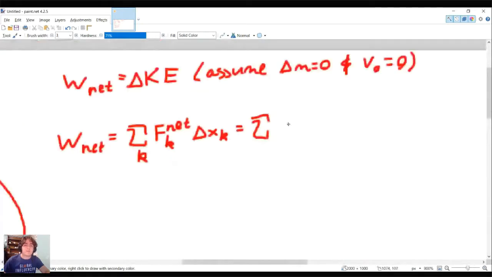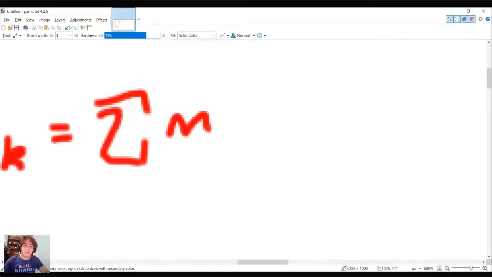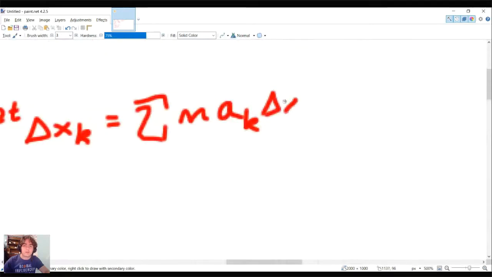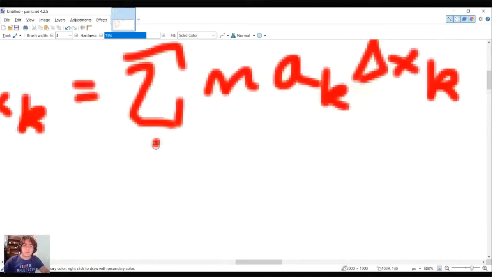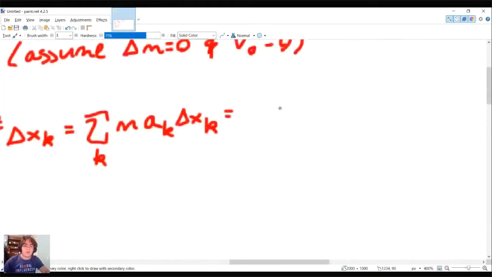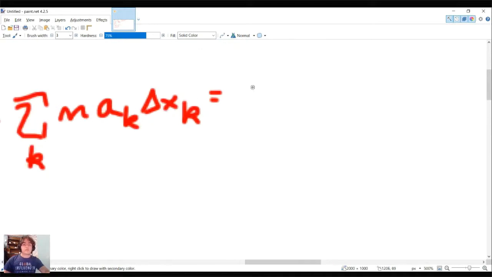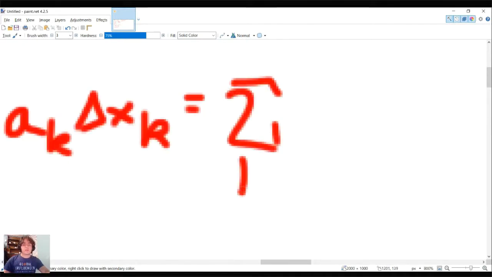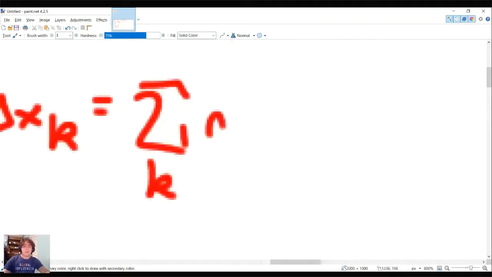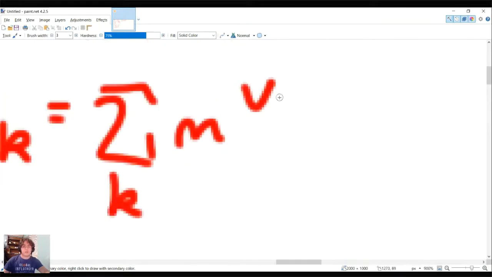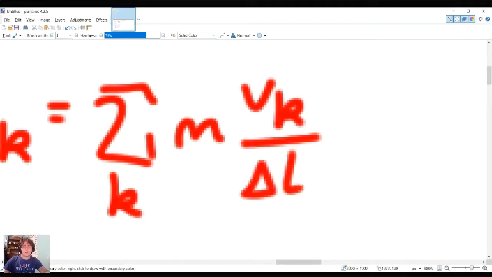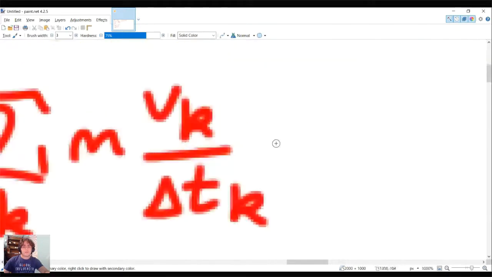And if m is constant, then we can just denote that as m. However, the acceleration won't be constant generally. So that'd be the sum over k of m a sub k delta x sub k. And we are going to substitute in an expression for a sub k. We have the initial speed is 0, so this means, again, the sum over k of m, and a sub k is going to be v sub k over delta t sub k times delta x sub k.